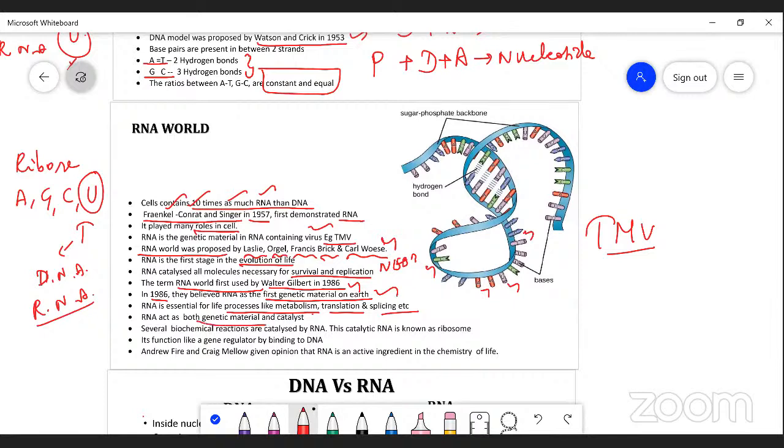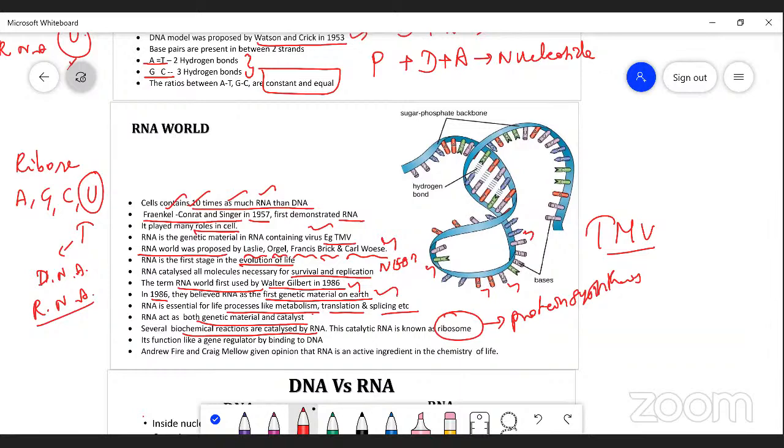RNA acts as both genetic material as well as a catalyst. Catalyst means it is increasing or supporting any metabolism. Several biochemical reactions are catalyzed by RNA, so such RNA is known as ribozyme. The ribosome is helpful for protein synthesis. We studied the function of the RNA: it is very important for protein synthesis, and it catalyzes the several biochemical reactions that take place in our body.